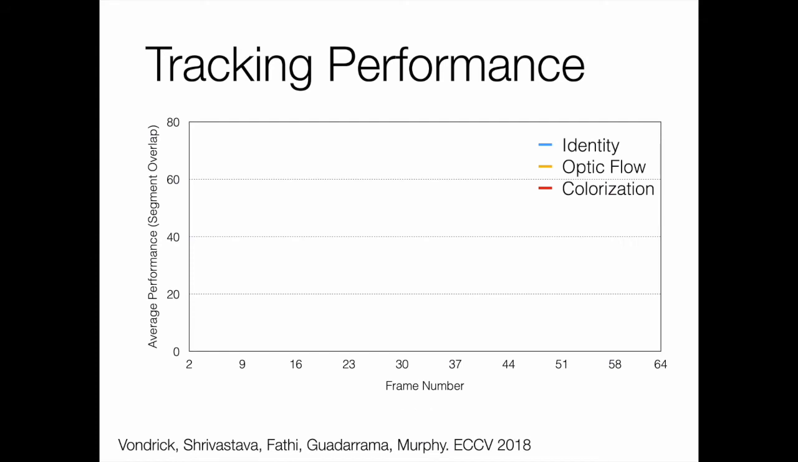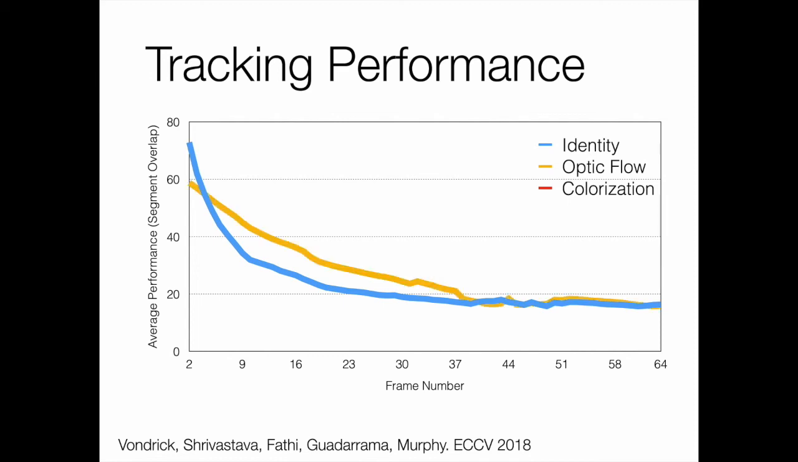Okay, so we can analyze this model in terms of its performance, and the way we chose to analyze this was using a standard metric on the Davis dataset, which is the average performance in terms of segment overlap, and we're going to analyze this versus time. Because we get the annotations for the first frame, the simple baseline is just the identity baseline, which is you assume the video is static, and of course that drops off quite fast. We also experimented with a baseline based off of optic flow. This was using FlowNet 2.